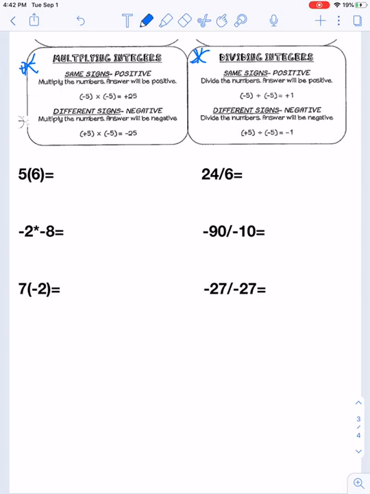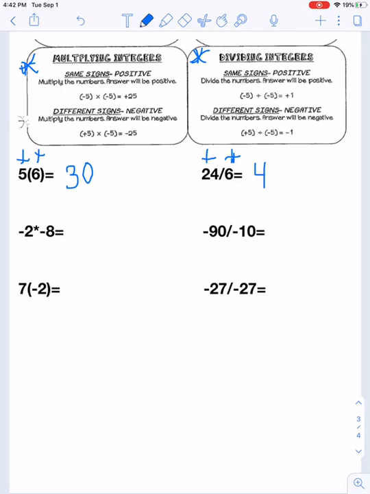So for example, this is 5 times 6. Well, we know 5 times 6 is 30. That's a positive times a positive. So my answer is going to be a positive. Same for dividing. 24 divided by 6. Well, we know 24 divided by 6 is 4. This is a positive. This is also a positive. A positive and a positive gives us a positive.